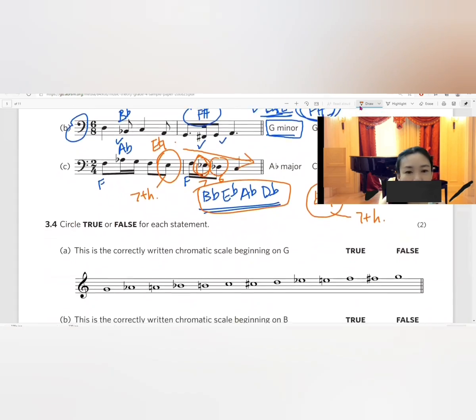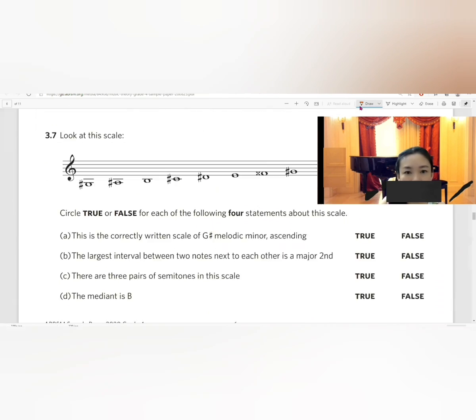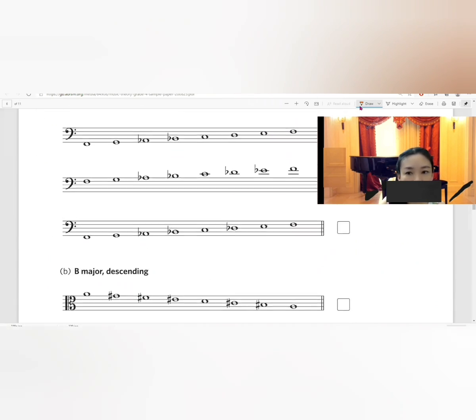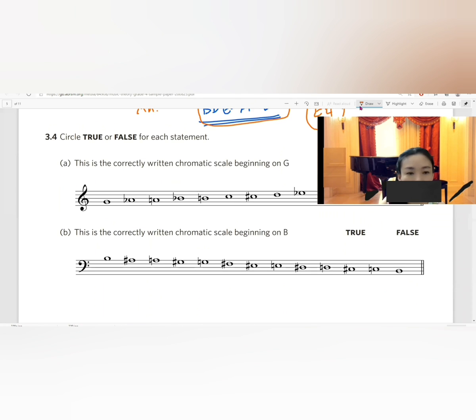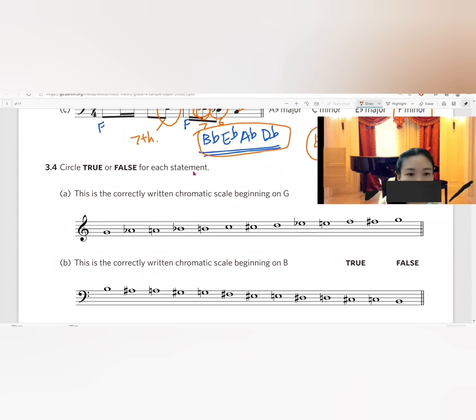Next, circle true or false for each statement. Sorry about that. This is a correctly written chromatic scale beginning on G. For this question, you can write down the accidentals first. G, A flat, A natural, B flat, B natural, C, C sharp, D, E flat, E natural, F, F sharp, and G. Okay, by writing out all the letter names, it helps you to find the answer quickly. So draw out the keyboard.